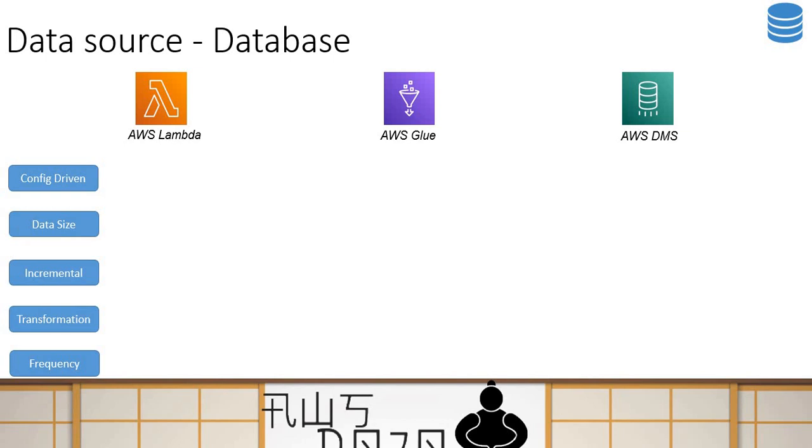Data size is the second factor. Data size matters a lot when you're trying to make choices between these three options. The next factor is whether you want to do incremental data or not. Full data, of course, everyone can do, but do you want to move incremental data? And if you want to move incremental data, how these three different choices work is very important to understand.